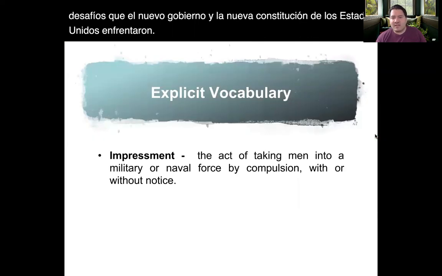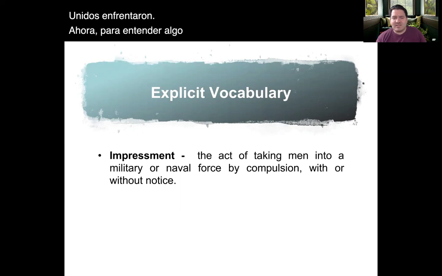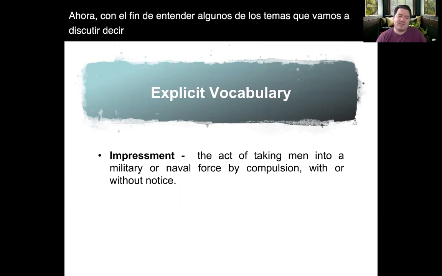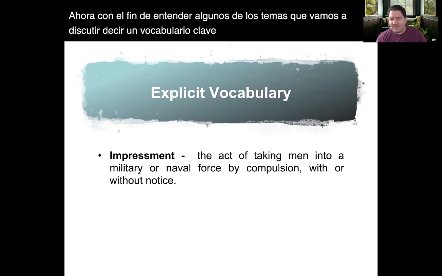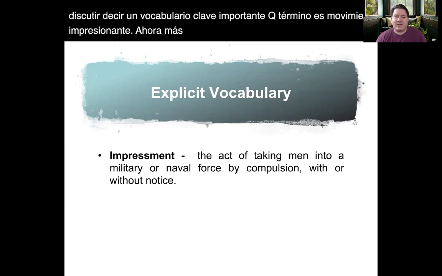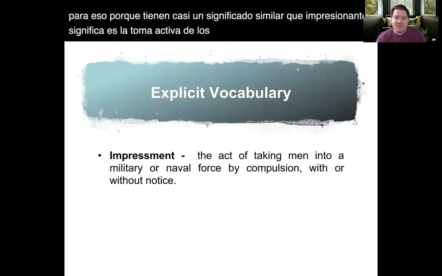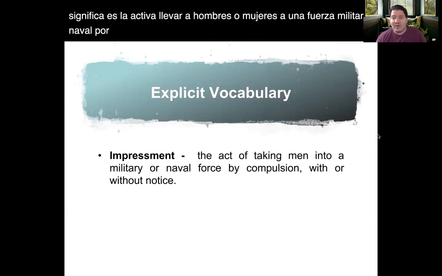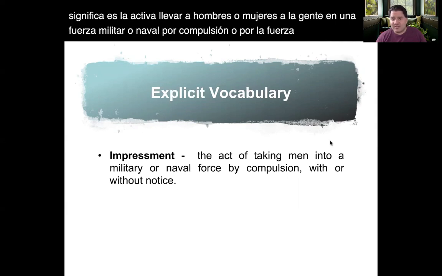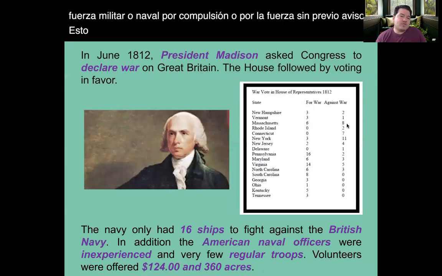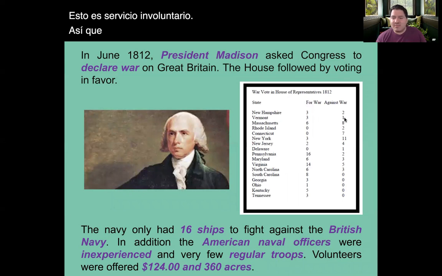Now, in order to understand some of the topics we're going to discuss today, one important key vocabulary term is impressment. Now, it kind of sounds like imprisonment, and there's a reason for that, because they have a similar meaning. Impressment is the act of taking men or women, people, into a military or naval force by compulsion or by force without any notice. This is involuntary service.